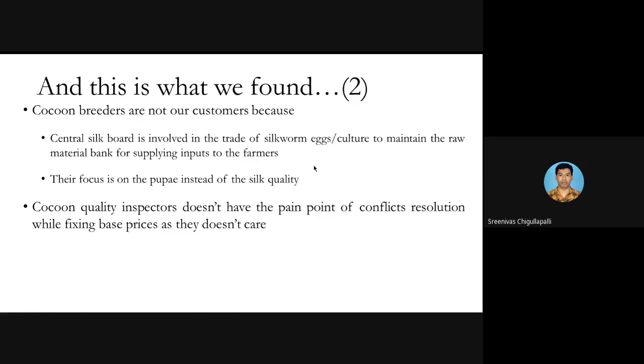These cocoon quality inspectors fix the price, and while fixing the base price, there may be conflicts between the farmers and the traders. Traders means those who buy these cocoons from the farmers. So they also don't have any pain point, and they don't bother about these conflicts. That's why we also invalidated that cocoon quality inspectors may be our customer segment. In the sense, government markets may not be our potential customer segment. Go to the next slide.